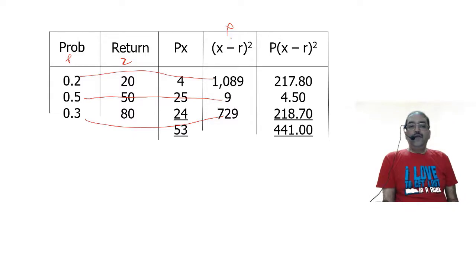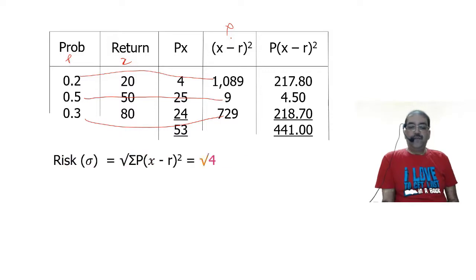Now the risk of the security. Risk of M Limited is the square root of summation of p into x minus r the whole square. Square root of 441, that is 21%.